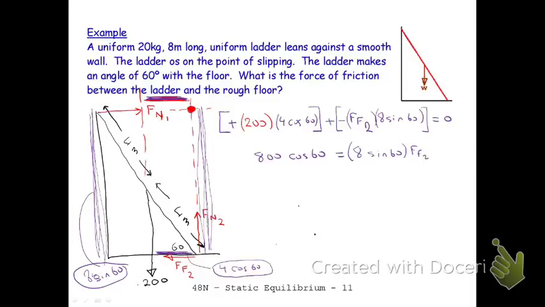So you go to your turning axis and you go to the axis that has your force on it, and you say, what's that perpendicular distance? And figure that by components, yeah? So, I have FF2 is equal to 800 cosine 60 over 8 sine 60.